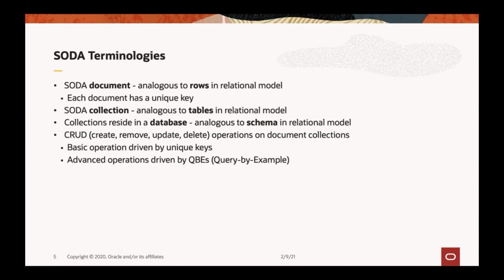So to reiterate, a document maps to a row in the relational table and a collection maps to a table. So if you create a SODA collection, behind the scenes, we create a relational table. When you insert a document into that collection, we insert a row into that table. So at the end of the day, it's just a relational table, but SODA offers a nice NoSQL style interface for the users to interact with Oracle JSON database.